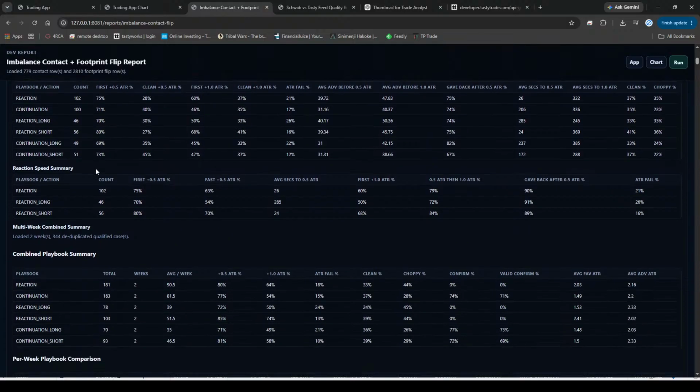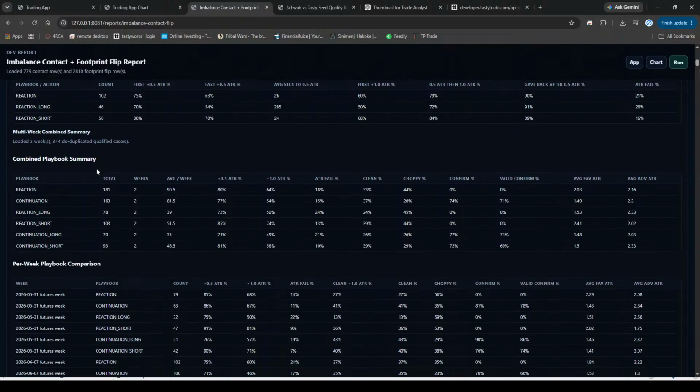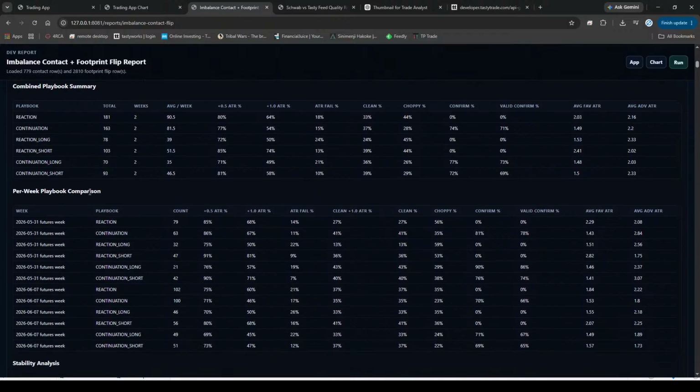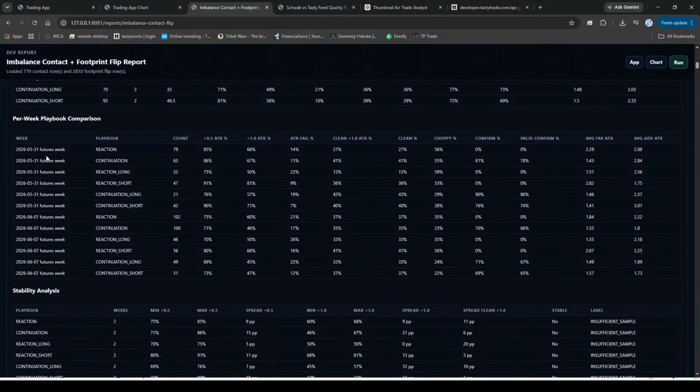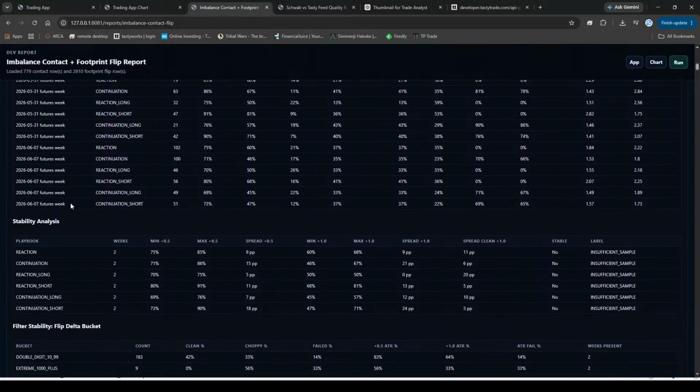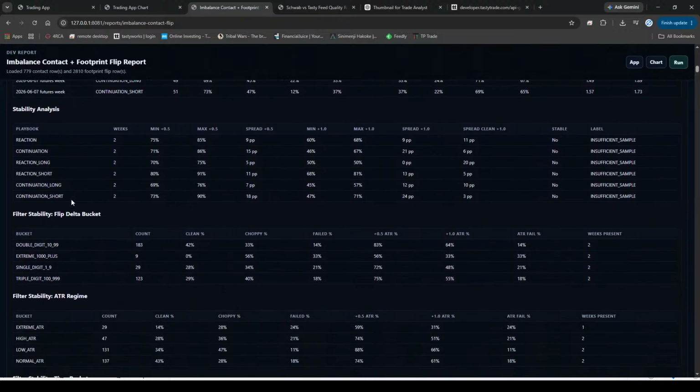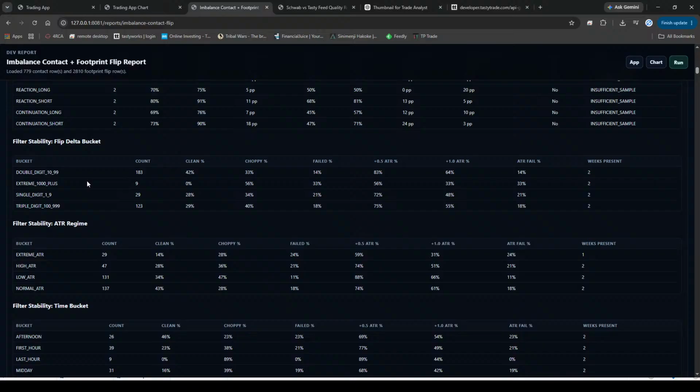Okay, so this is a bunch of data that we're collecting and doing the analysis with, and seeing how it plays out. These are all the different ways to look at the data that we're getting. So I'm looking at footprint size. So was the delta a double digit?